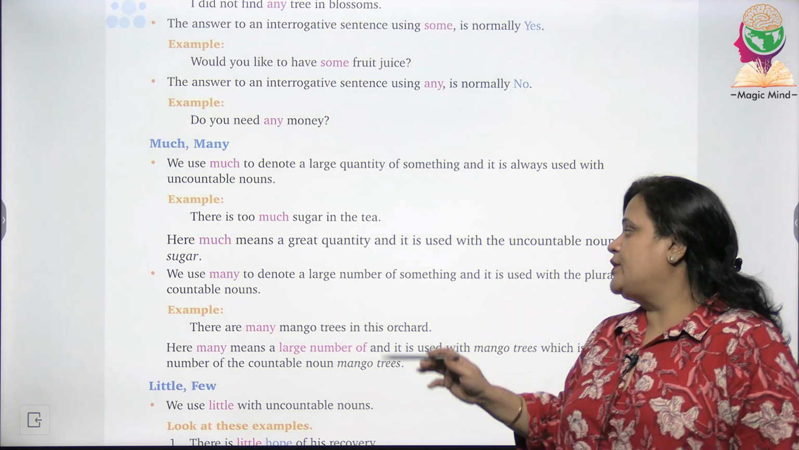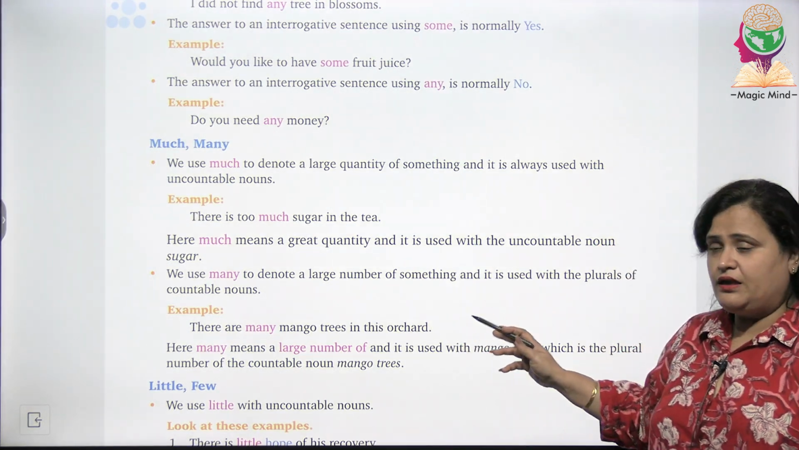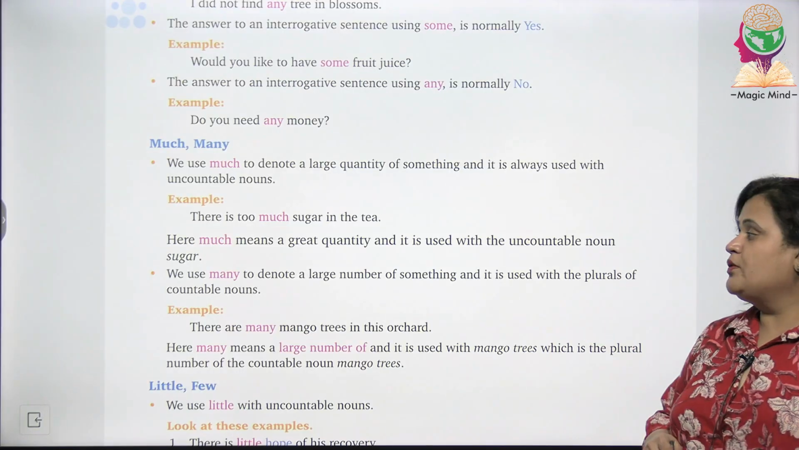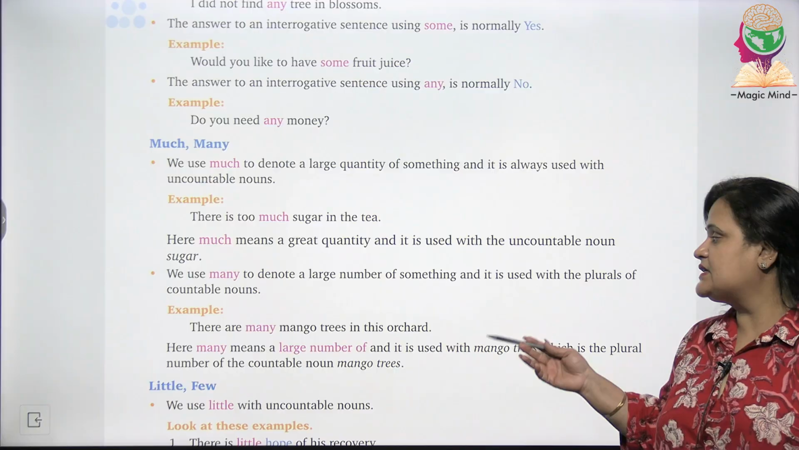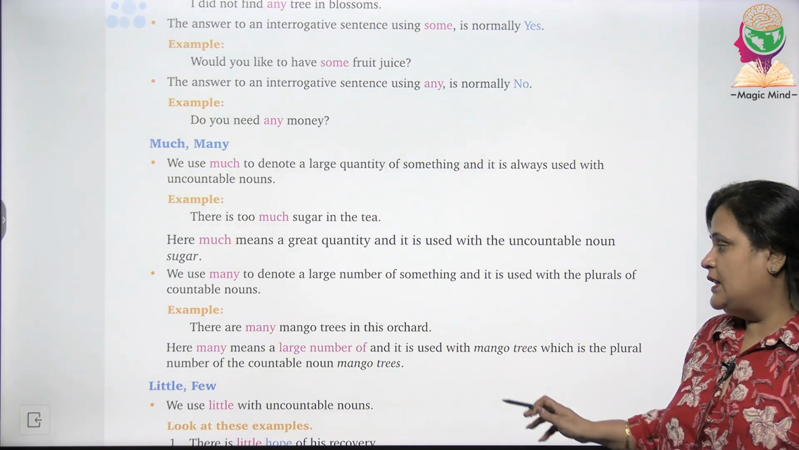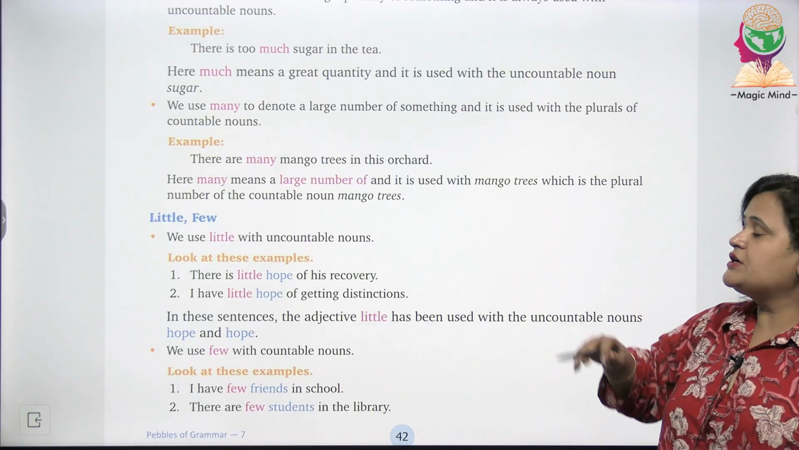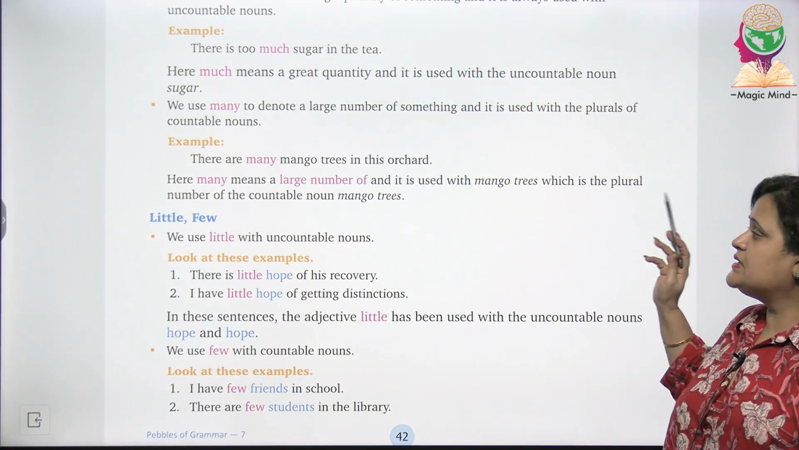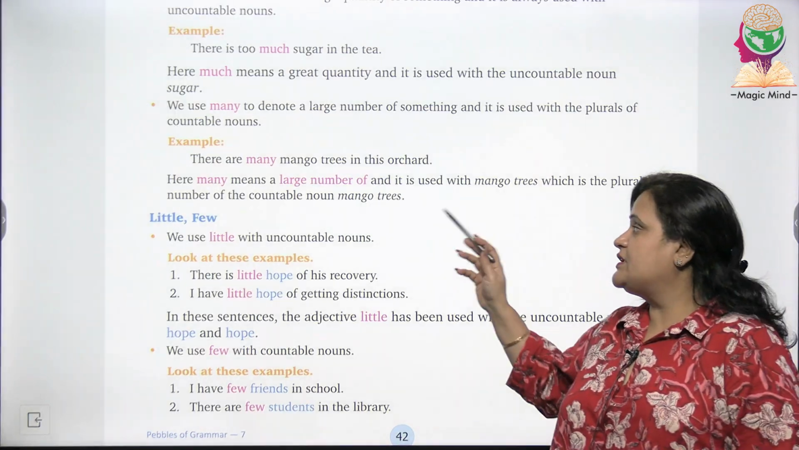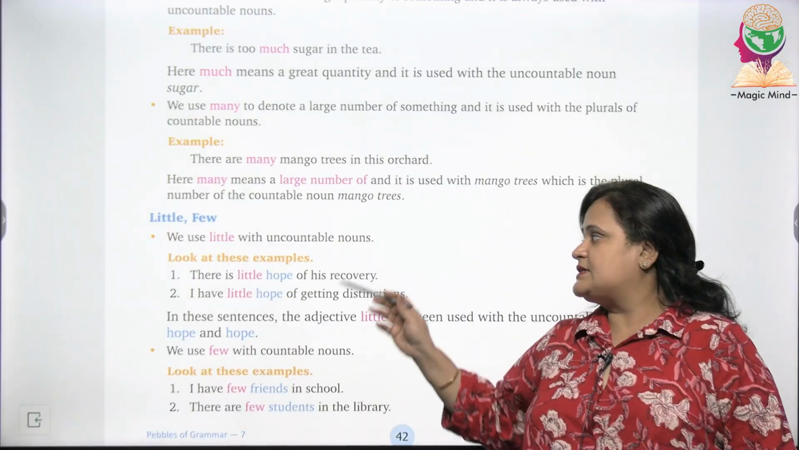We use many to denote a large number of something and it is used with the plurals of countable nouns जैसे कि there are many mango trees in this orchard. Here many means a large number of and it is used with mango trees which is the plural number of the countable noun mango trees.